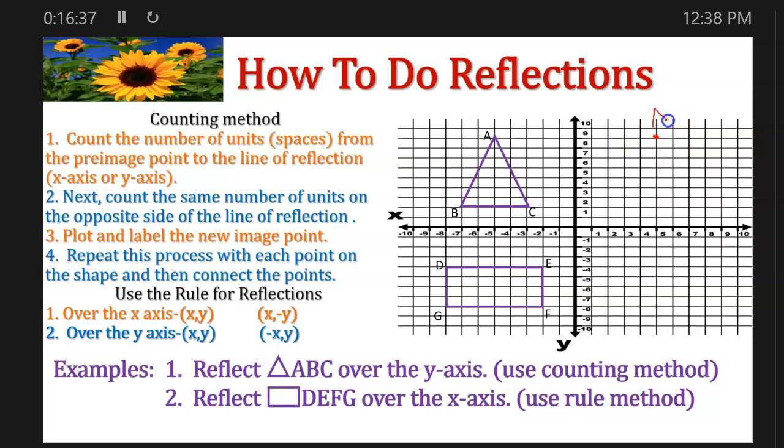So you're going to just write A prime here. Now notice it's going to create a little bit of symmetry here. It should be identically distanced from this line of reflection.